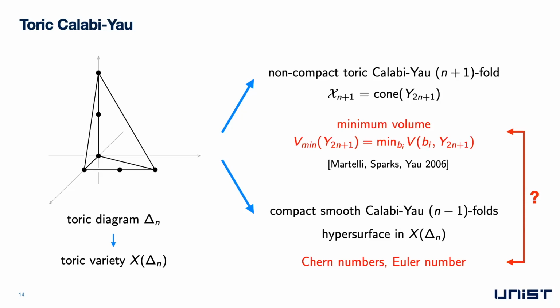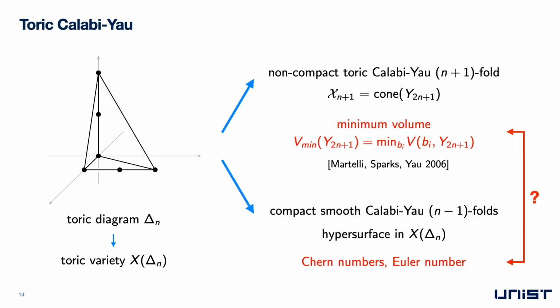One thing that was quite interesting was that Professor Yau himself in 2006 wrote a paper with Martelli and Sparks, where he wrote down the methodology of computing the volume function of the associated Sasaki-Einstein manifolds that relate to the non-compact Calabi-Yaus that you can associate to a class of toric varieties. These volume functions have a unique minimum, and that minimum can be considered as a geometric invariant of the corresponding toric Calabi-Yau. But on the compact side, you also have common geometric invariants, for instance, the Chern number or the Euler number of the corresponding variety.